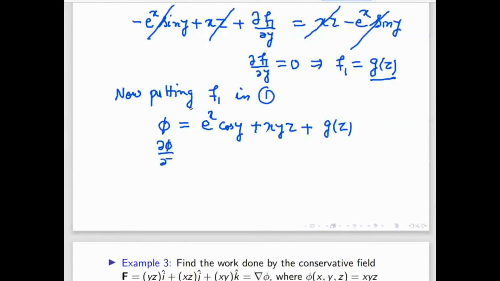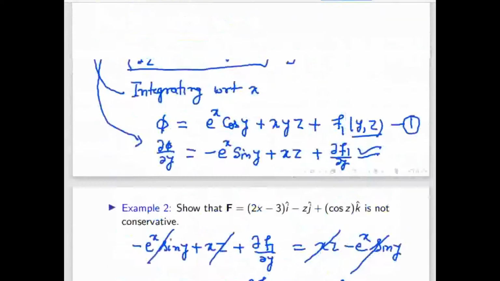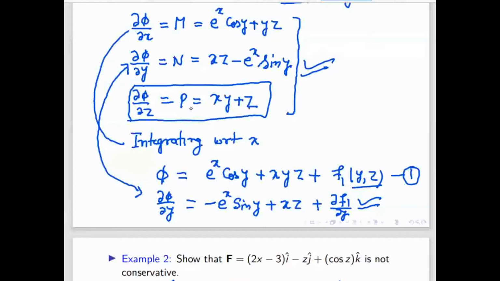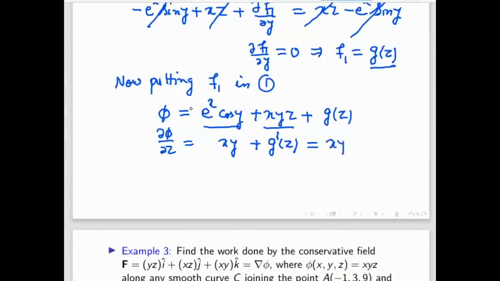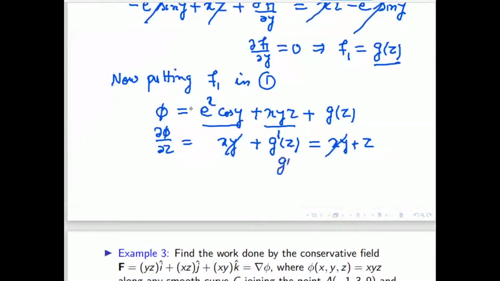So del phi by del z comes here; this will be 0, and with respect to z it will give xy, and the derivative of g with respect to z will give g dash z. We equate this with the value of del phi by del z, which is xy plus z. So xy cancels out, and the value of g, after integrating z, will give z square by 2 plus some constant of integration c.